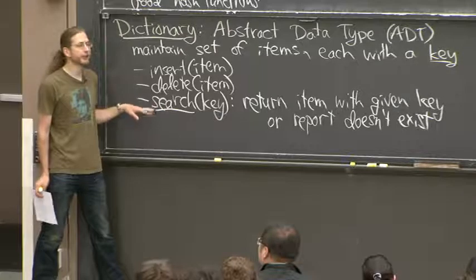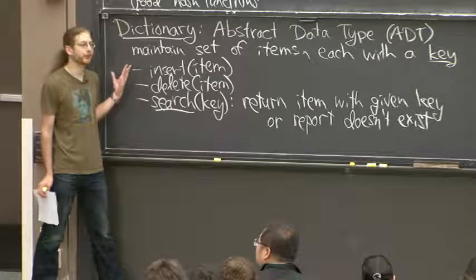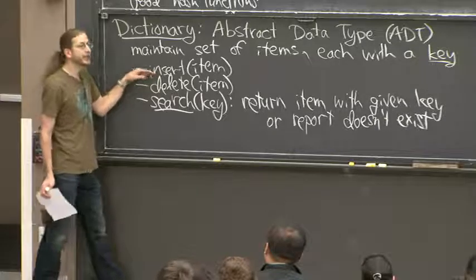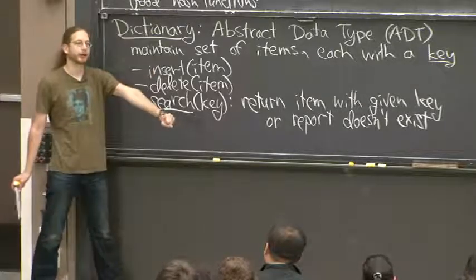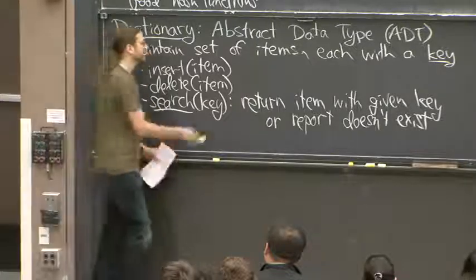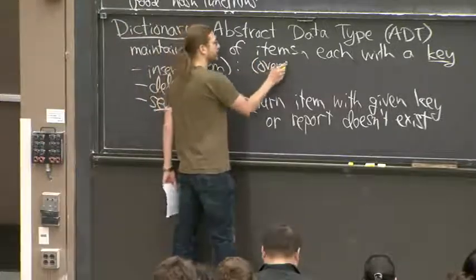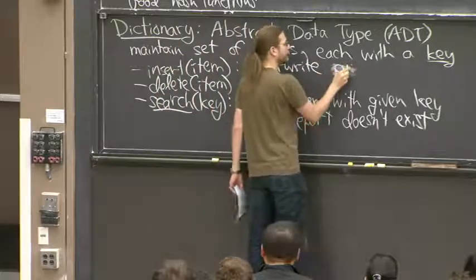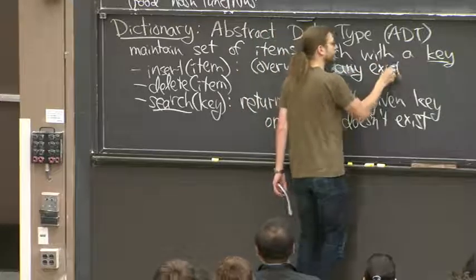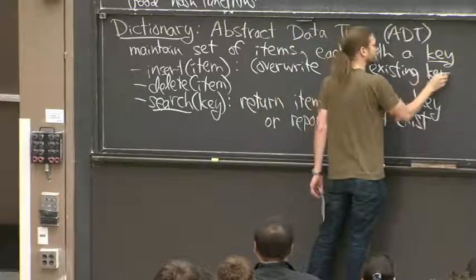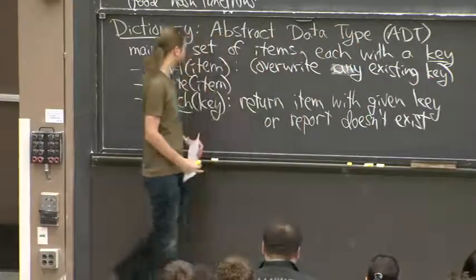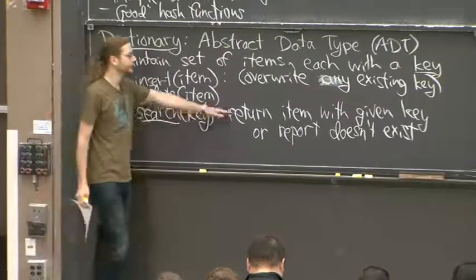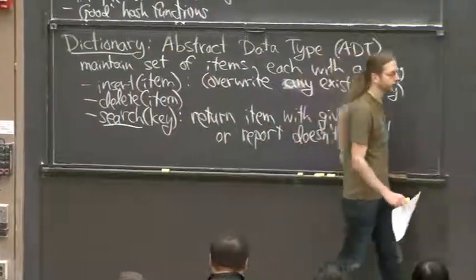So we're assuming here that the items have unique keys. No two items have the same key. And one way to enforce that is when you insert an item with an existing key, it overwrites whatever was there. That's the Python behavior. So we'll assume that: overwrite any existing key. And so it's well defined what search does. Either there's one item with that key, or there's no item with that key, and it tells you what the situation is.